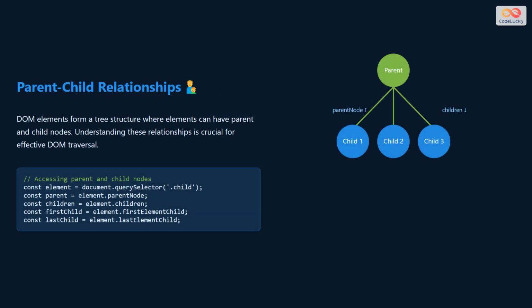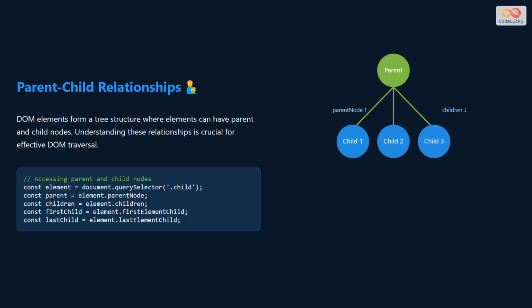DOM elements are organized in a tree-like structure. In this structure, elements can have parent and child nodes. Think of it like a family tree where the HTML element is the great-grandparent, and other elements like head, body, div are like grandparents, parents, and children. Understanding these parent-child relationships is crucial when traversing the document object model.